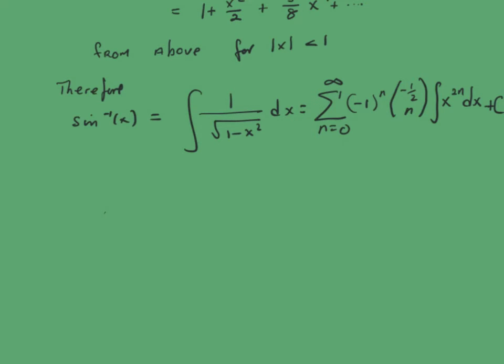So we get that sine inverse of x is the sum from 0 to infinity of minus 1 to the n, 1/2 choose n, x to the 2n plus 1 over 2n plus 1, plus some constant.